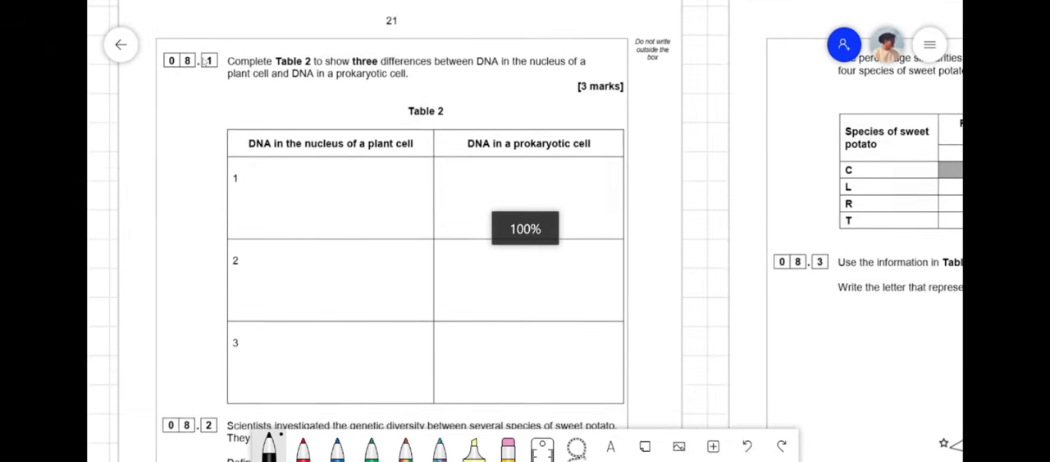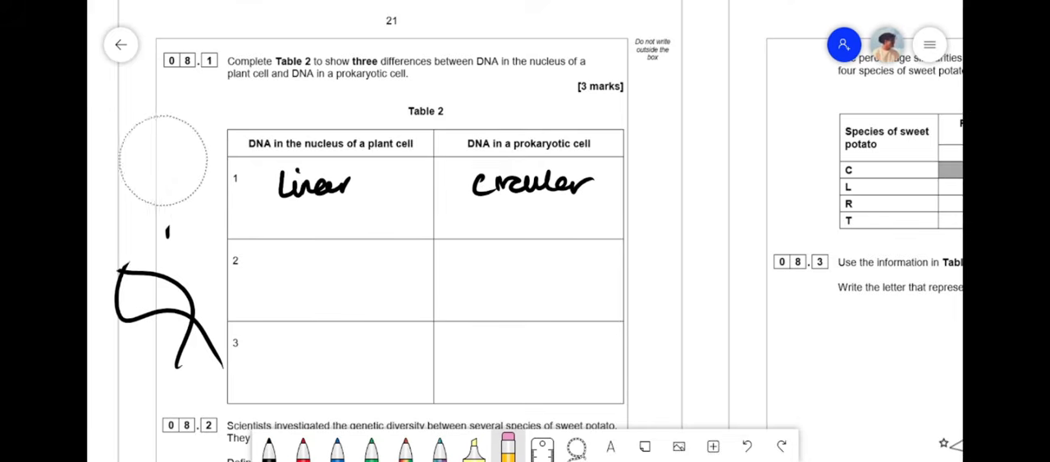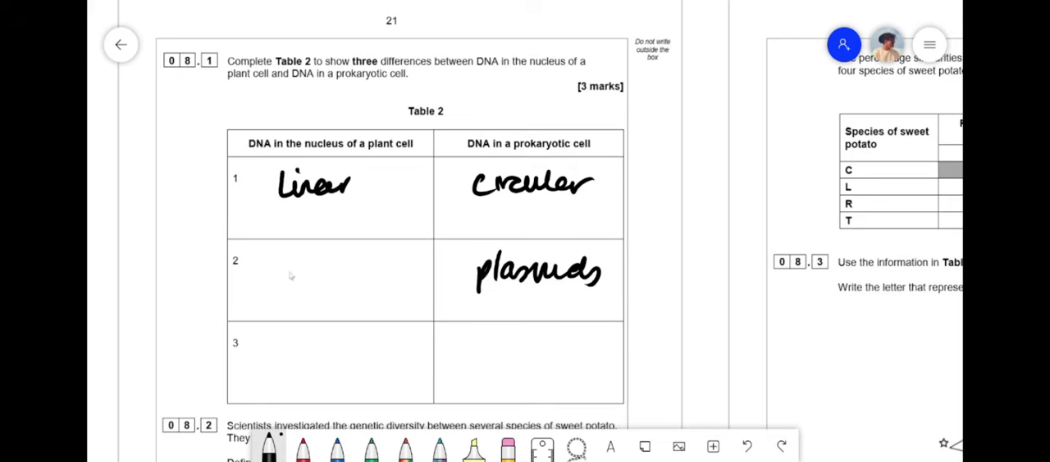Complete table 2 to show 3 differences between the DNA in the nucleus of a plant cell and DNA in a prokaryote. So, first of all, an easy one is that in a plant it's linear, because you have lines and they form a double helix, and then you have circular in prokaryotes. Prokaryotes are effectively just bacteria at this level. What else can you say? Well, prokaryotes have plasmids. Plants do not have plasmids. What else?